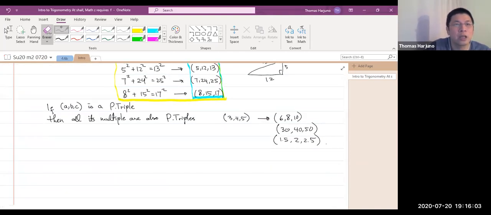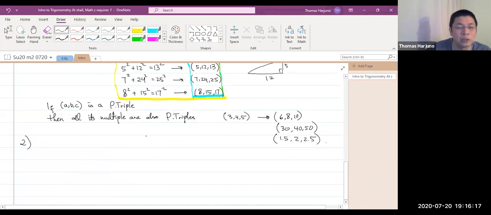Now, once we get the Pythagorean theorem and Pythagorean triples, then we can go on to the second part. The second part will be on definitions of trigonometric functions on the right triangle.